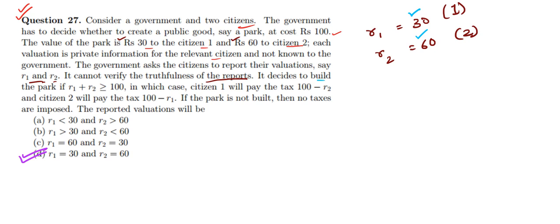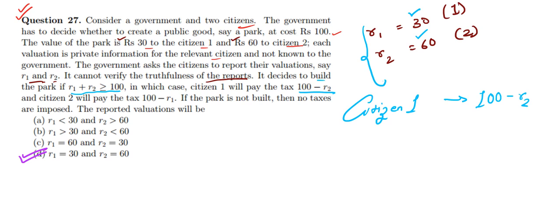It decides to build the park if R1 plus R2 is greater than or equal to 100. So if the summation of both is greater than or equal to 100, then only the park can be made, in which case citizen 1 will pay a tax of 100 minus R2, whereas citizen 2 will pay a tax of rupees 100 minus R1. Now if the park is not built, then no taxes are imposed. Obviously, if the park is not built, there is no point of imposing any tax.